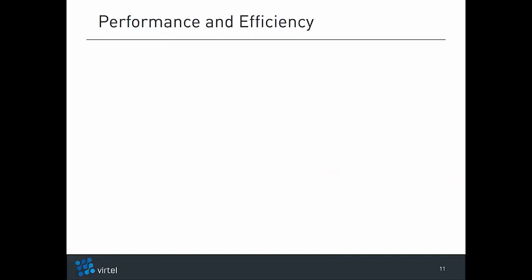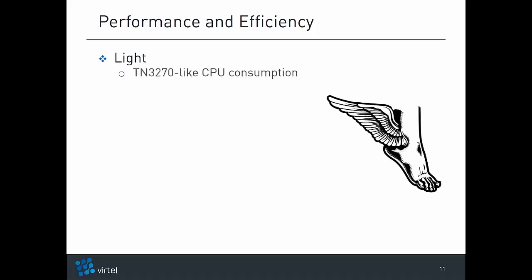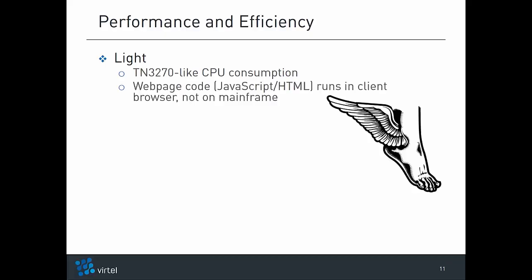Now, with a solution running on the mainframe, the question that immediately comes to mind is how much CPU will it consume, and will that consumption impact the mainframe costs? The answer is that Virtel Web Access consumes just about the same CPU as the TN3270 connectors it replaces. We benchmarked it to be sure. But how come? It's because the smarts of the 3270 terminal emulation are in the JavaScript HTML code of the web page, and that code runs in the client's web browser, not on the mainframe.